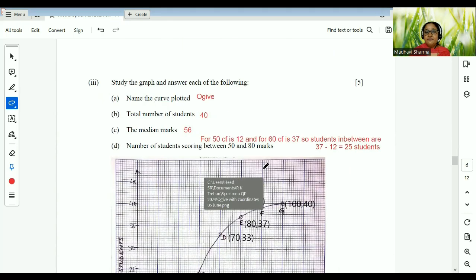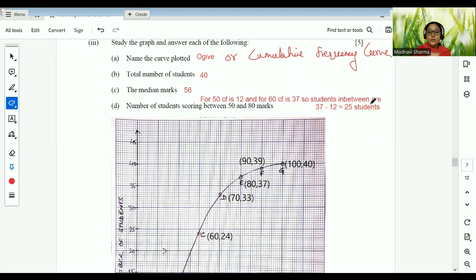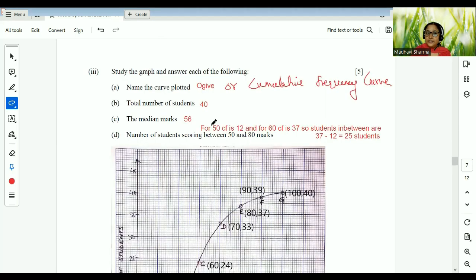Study the graph and answer the following. Name the curve plotted: ogive, or you can also write cumulative frequency curve. Some textbooks call this ogive, whatever you call it, also cumulative frequency curve. Total number of students. Remember, the graph only tells you, children, these are the number of students and these are marks. The total number of students is here, at 100 marks, 40 students. So total number of students is 40.